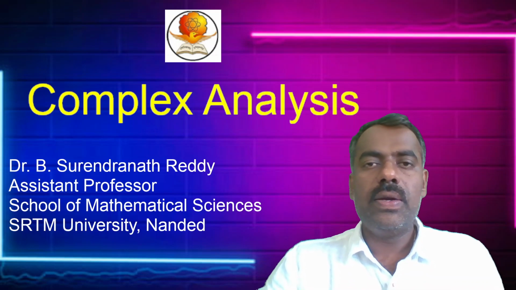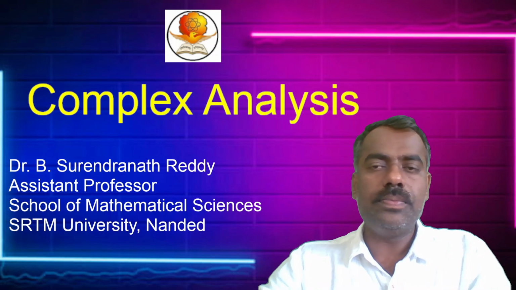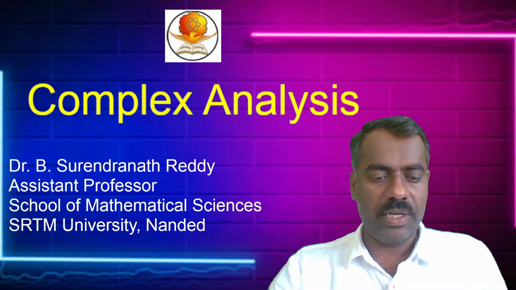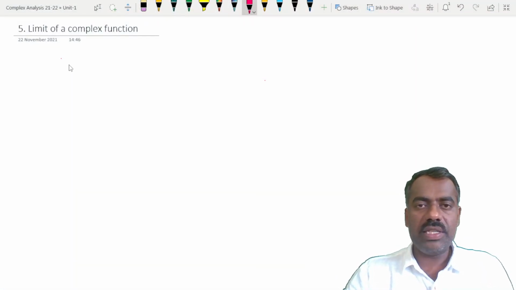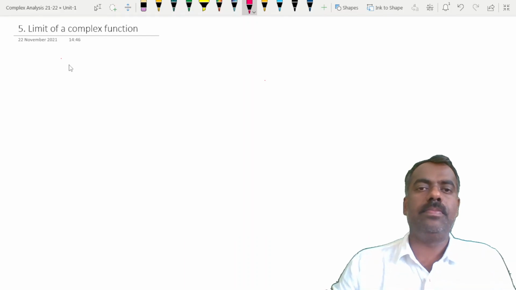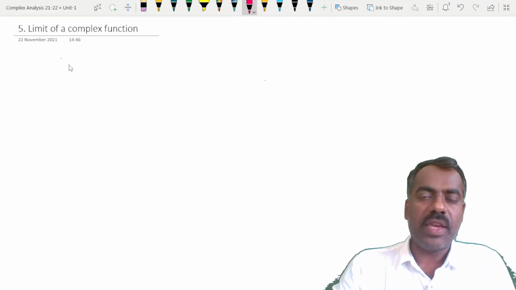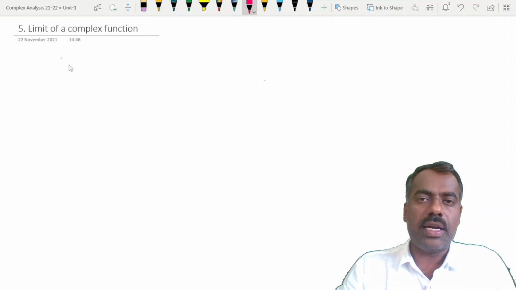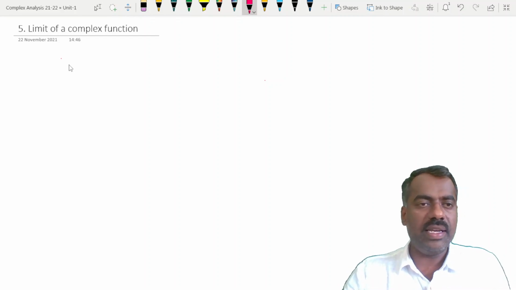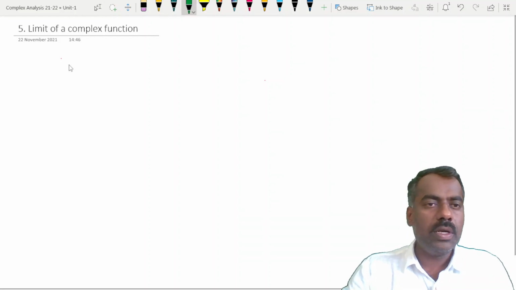In this lecture, we'll discuss function of complex variable, limit of a complex function. In the last class, we discussed a few definitions like what is meant by open set, closed set, interior point, exterior point, a boundary point, right? Then we also defined what is meant by a domain and region. We'll continue from where we stopped.